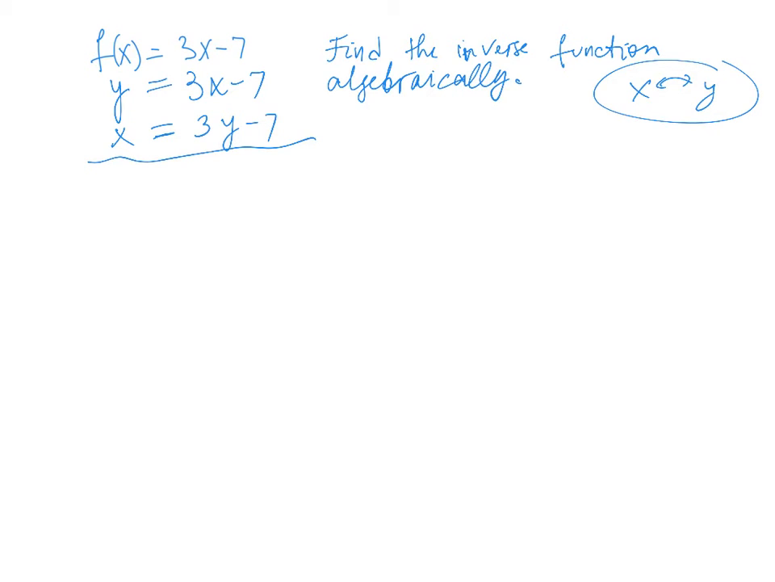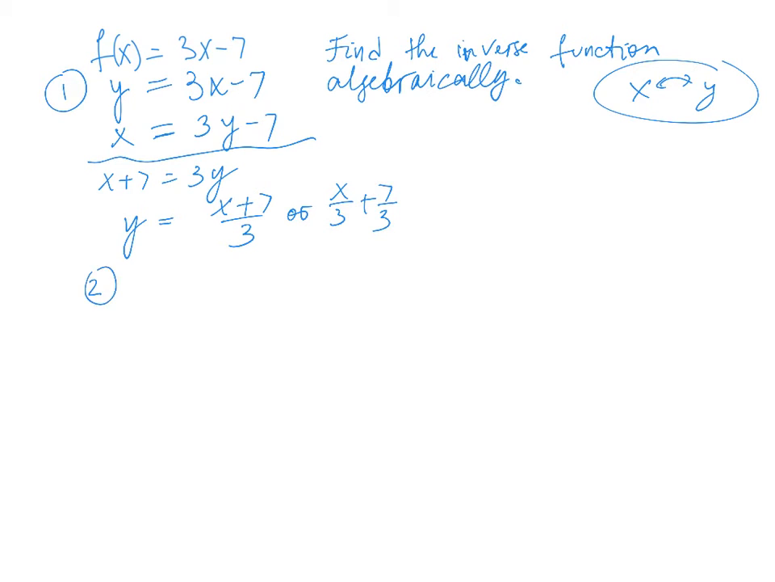So we add 7 to both sides, so it's x plus 7 equals 3y. And divide both sides by 3, we get x plus 7 over 3. Or we can write it as x over 3 plus 7 over 3. Either way is fine. Second method. So that was 1, that is 2.